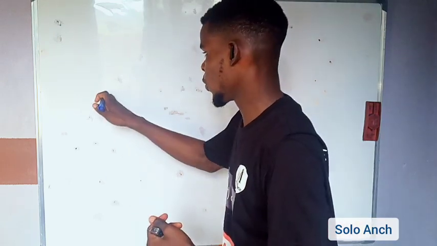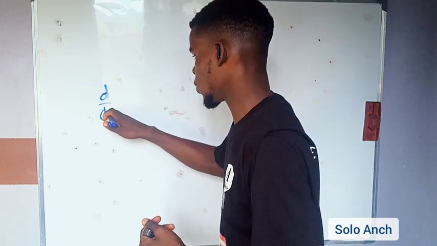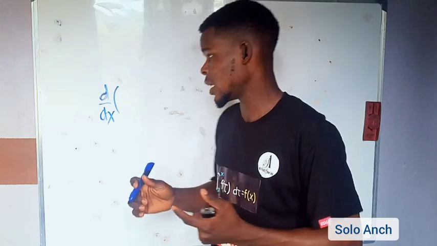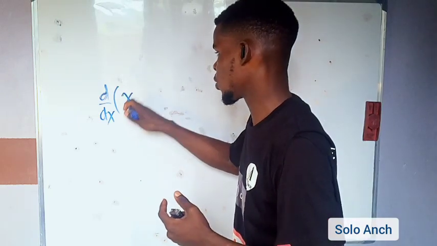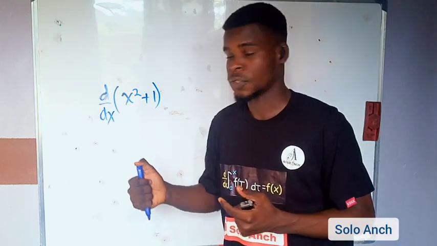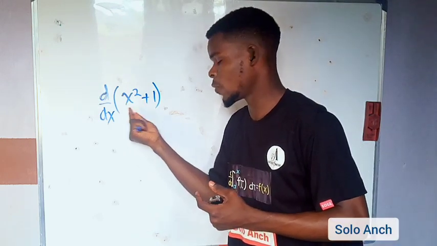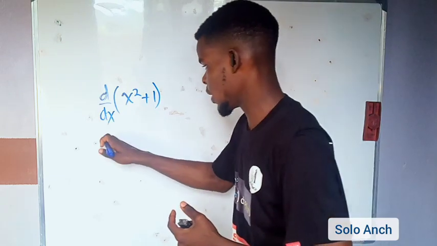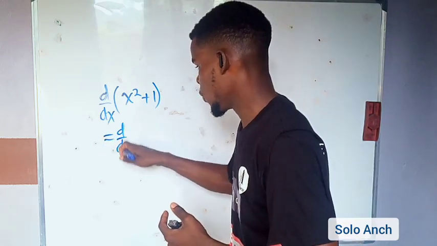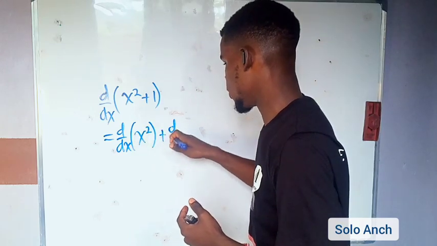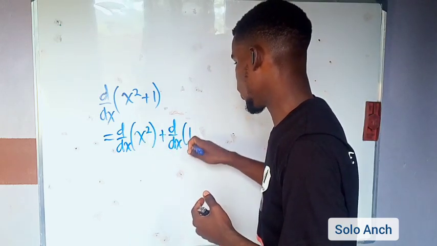So you know the symbol, the derivative with respect to maybe x of a certain function of x. To introduce it quickly, I'd like to bring in this function, x squared plus 1. We want to differentiate a sum of two functions. We say that the derivative of the sum is the sum of the derivatives. That is to say, you can take the derivative with respect to x of x squared, and then add it to the derivative with respect to x of 1.